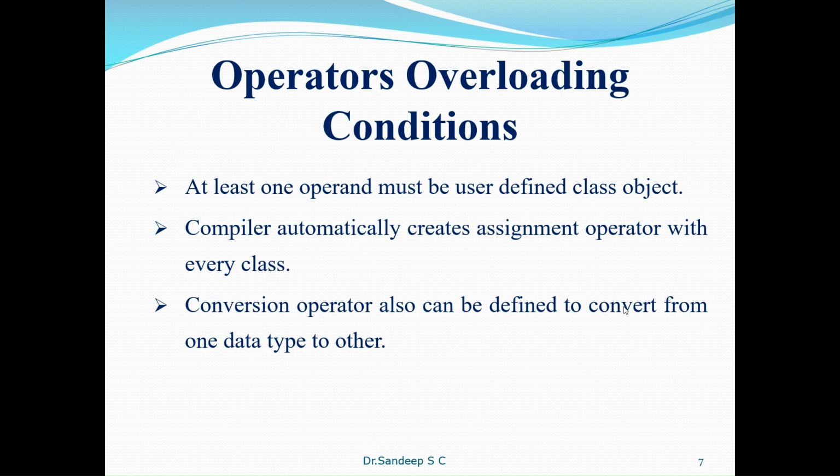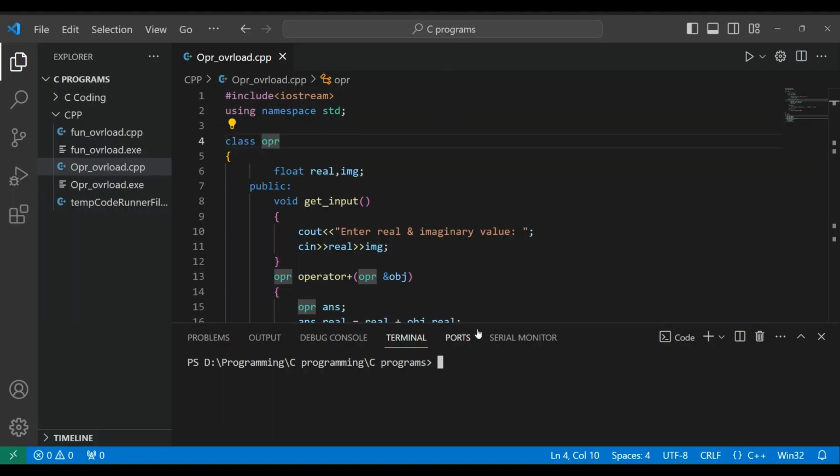There is one more, called a conversion operator, which can also be defined to convert from one data type to another. If we want a value defined as float to be converted to integer, or if it is defined as integer and we want to convert it into float, we can have that conversion using a conversion operator also. We'll see examples for that too. We'll see how to overload all of these with actual code.